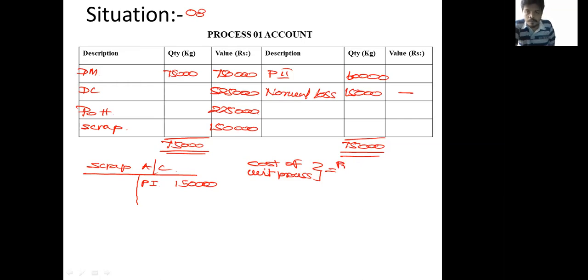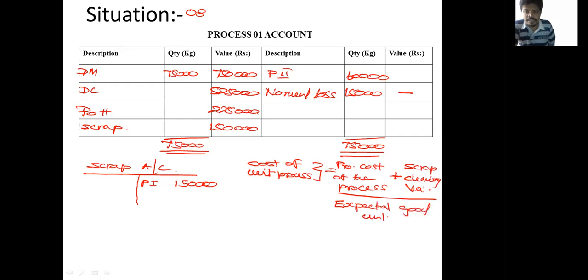So production cost of the process plus, earlier we deducted the scrap selling value, but here we have to incur additional cost for cleaning this scrap. Therefore, production cost of the process plus scrap cleaning value, divided by expected good units.